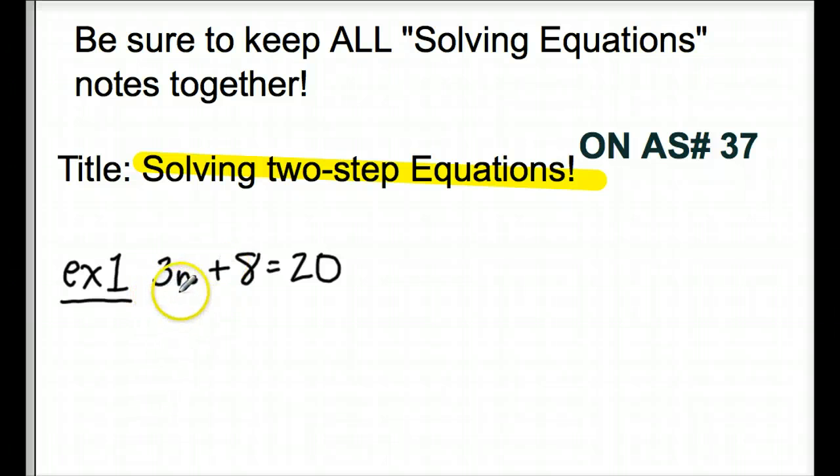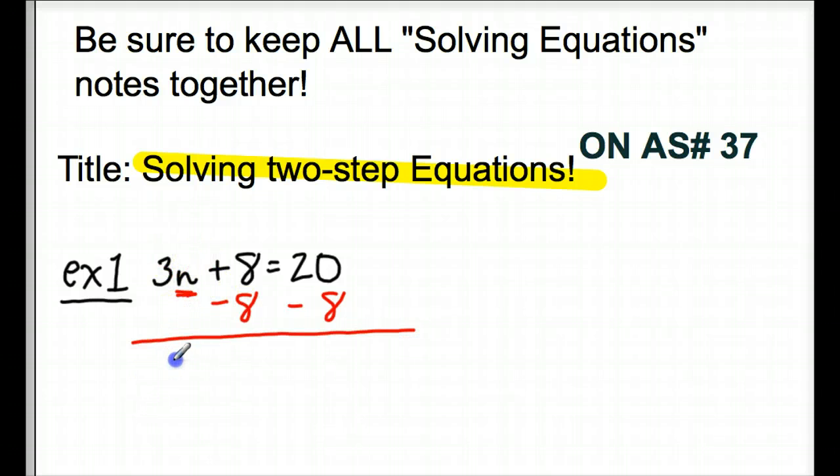So we want to get this n alone. That's our final goal, to get the n all by itself, isolate the variable. First thing we're going to do is minus 8. If we do it to this side, we know we have to do it to this side. So we're going to minus 8, minus 8. We just bring down the 3n, and that equals, this just equals 0. And 20 minus 8 equals 12.